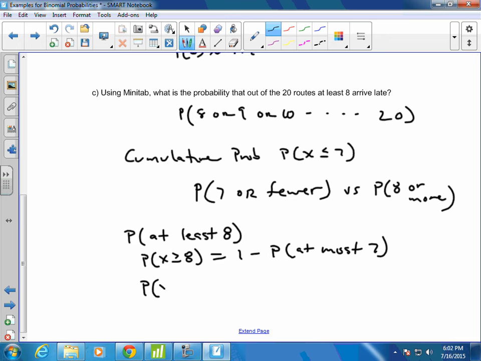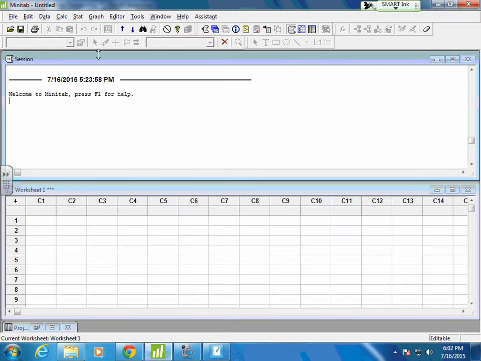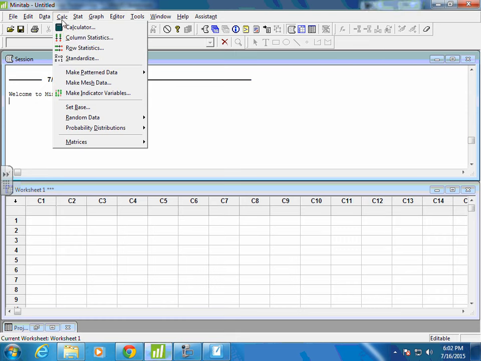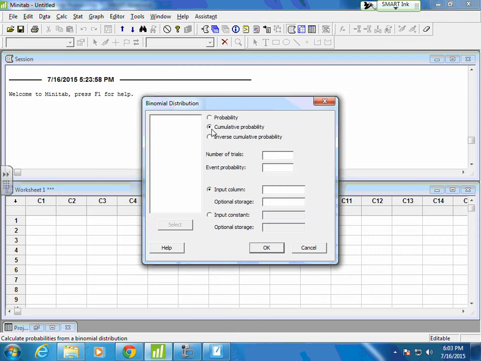Alright, so 1 minus, let's see what it's going to be minus by. I'm going to go to Minitab to find the probability that at most 7 arrive late. So in Minitab, what I want to do is go into Calc and then into probability distributions and choose binomial. When you do this, cumulative probability is selected, and cumulative probability means whatever value you type in, it's going to find the probability that your variable is that value or anything less than that.